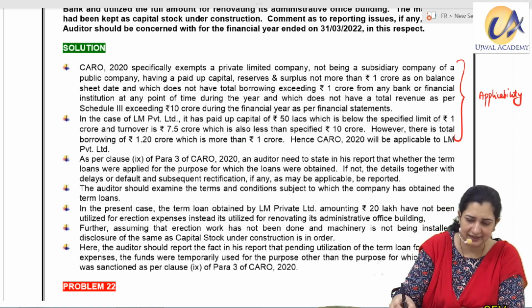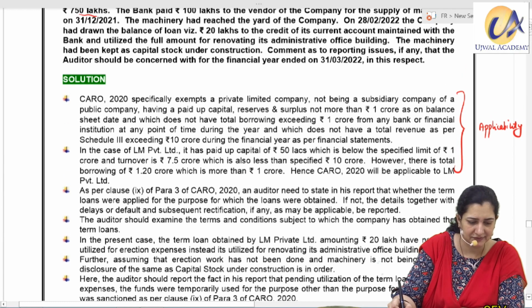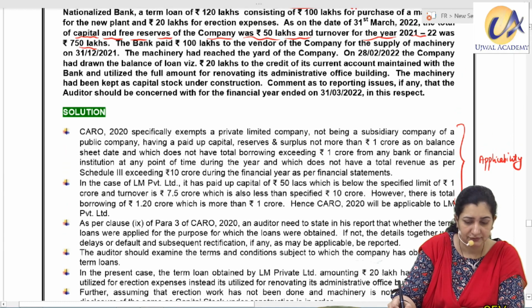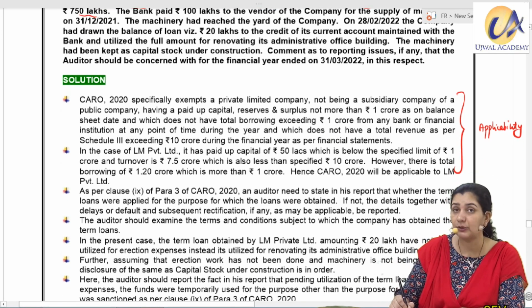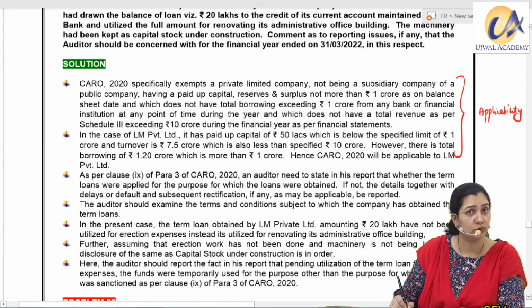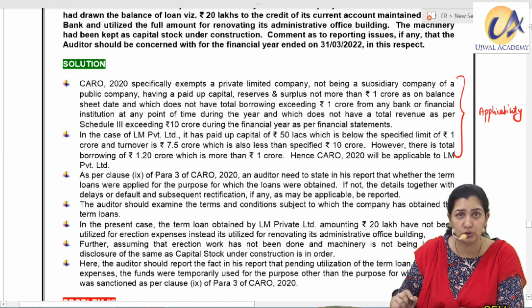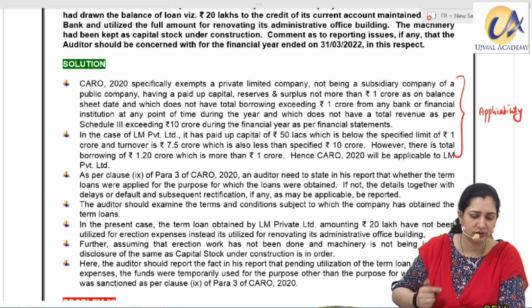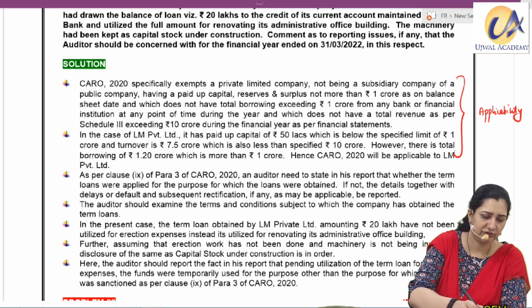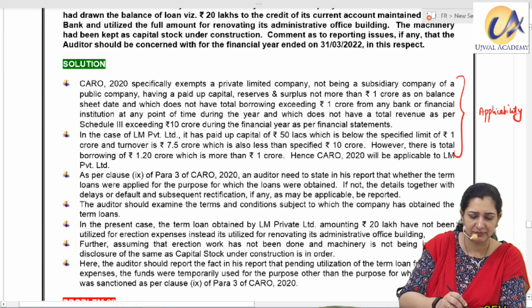It was some 80 lakh, correct? 80, 70, we have something. 50 lakh. Second condition was loans. Are loans less than 1 crore? No. 1.2 crores. So CARO is applicable. Turnover is given, but we don't even need that. So the first point says clearly CARO is applicable.